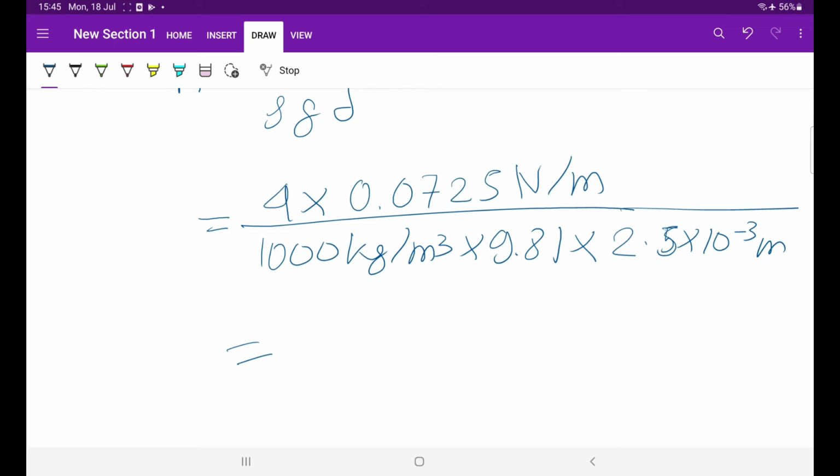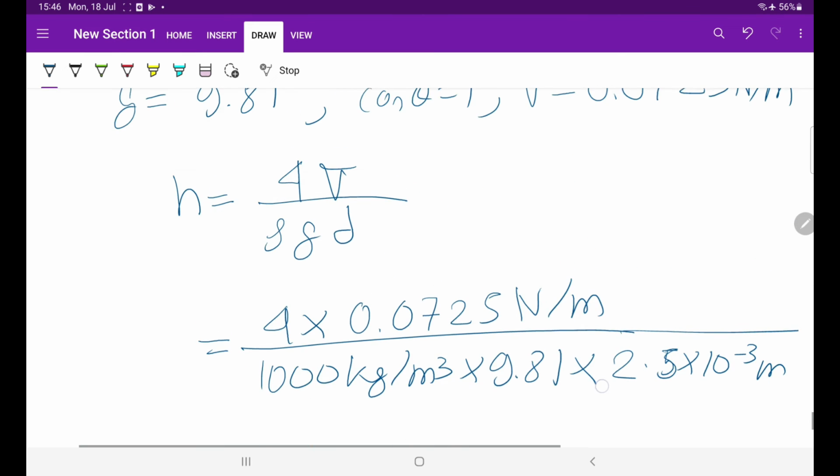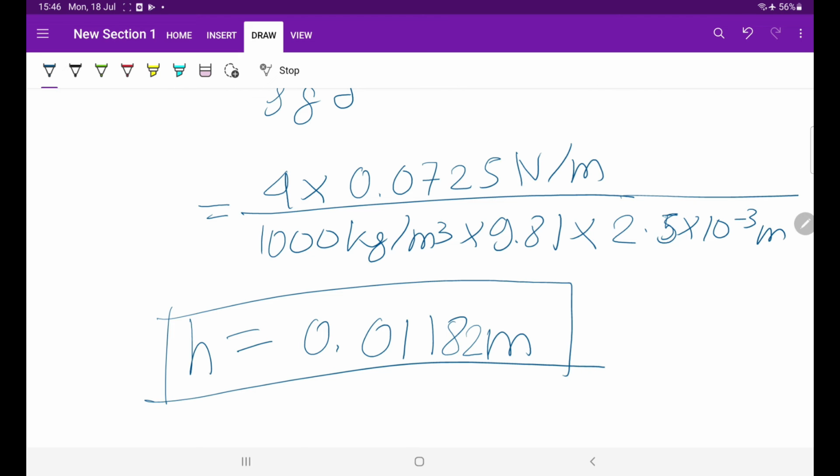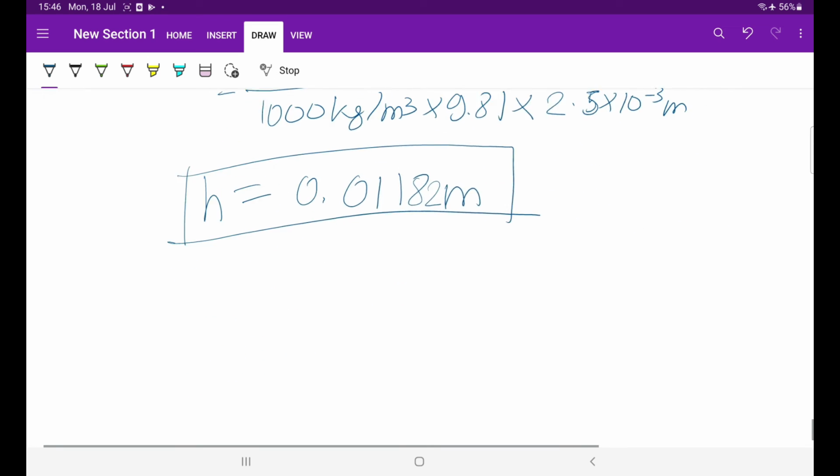0.0725 divided by 1000 into 9.81 into 2.5 into 10 to the power minus 3. So the answer will be 0.0118, no, 0.0118... this answer will be in meter, 0.0018. If you go another digit, it will be 2. h is this one, in meters. Now this is the height for the water. Similarly we'll do it for mercury as well.